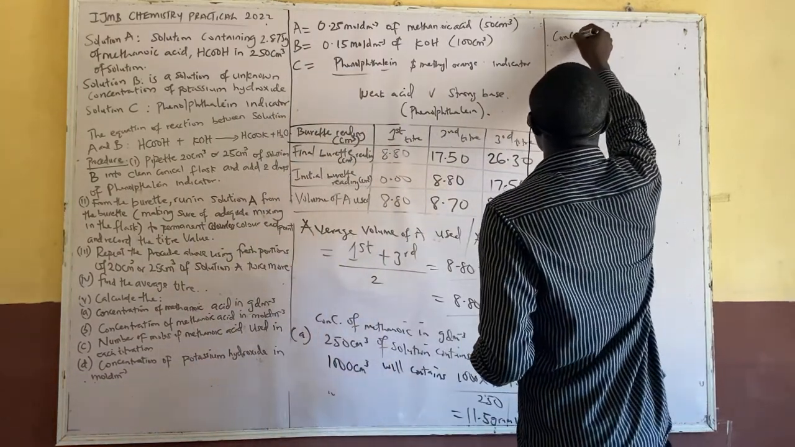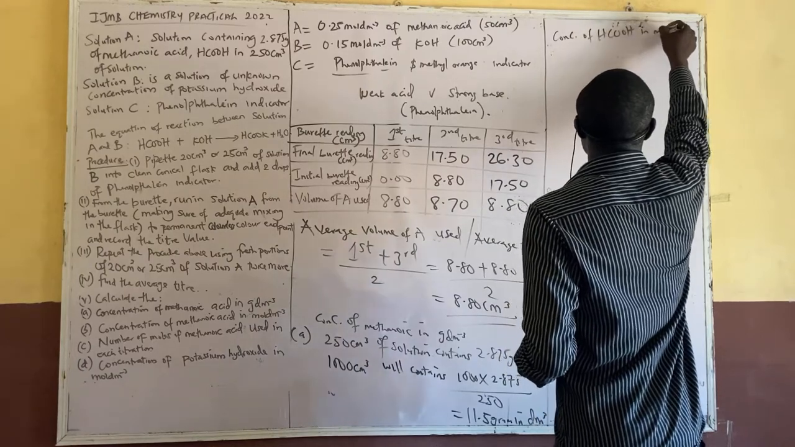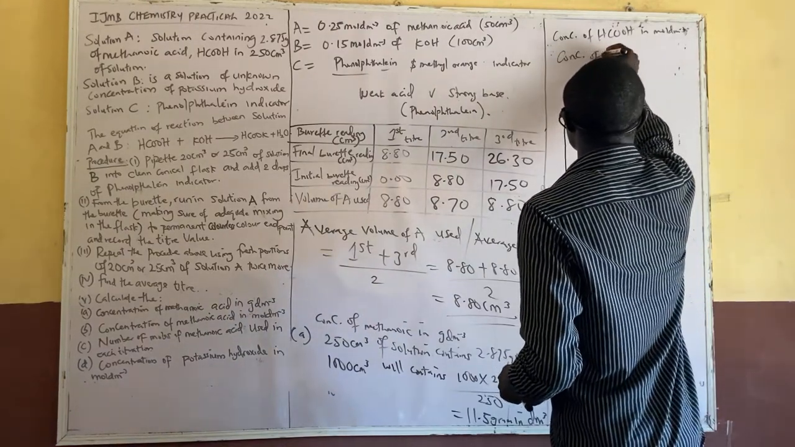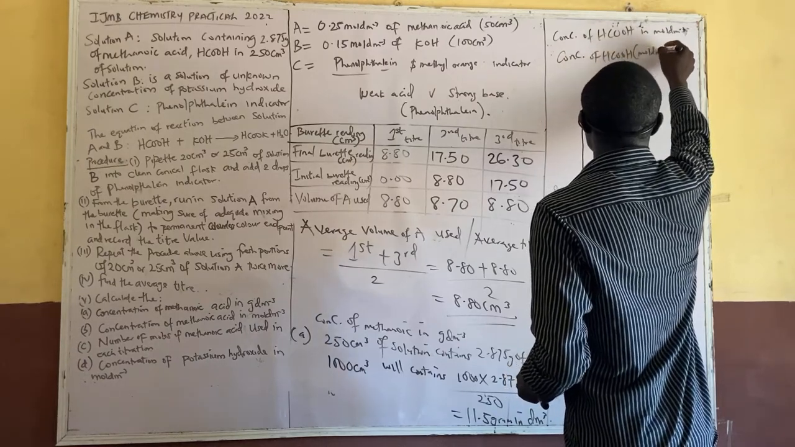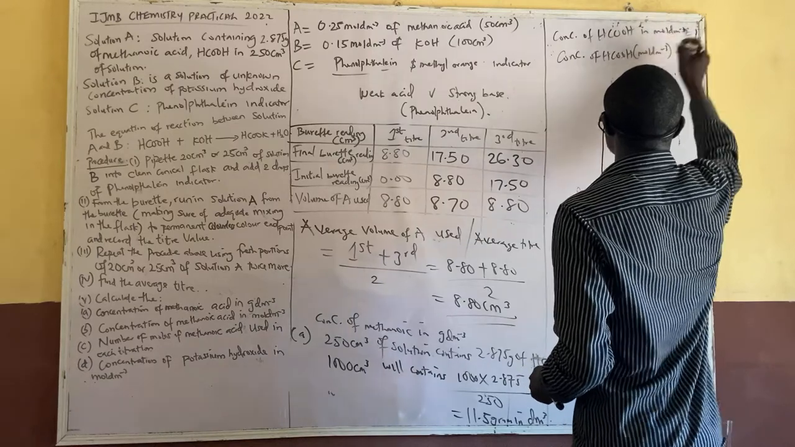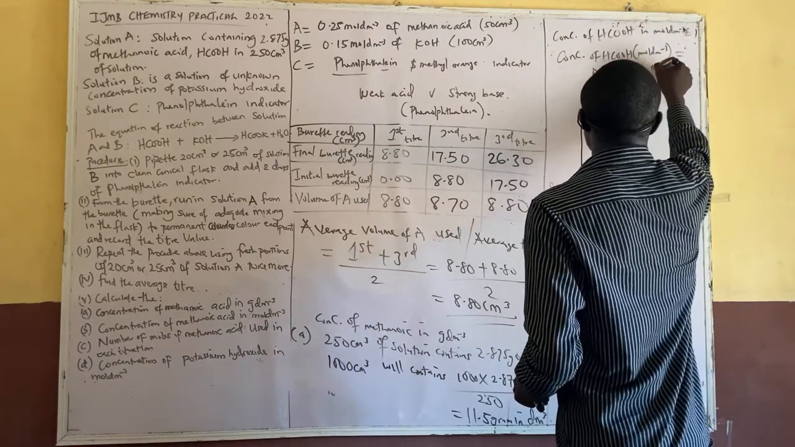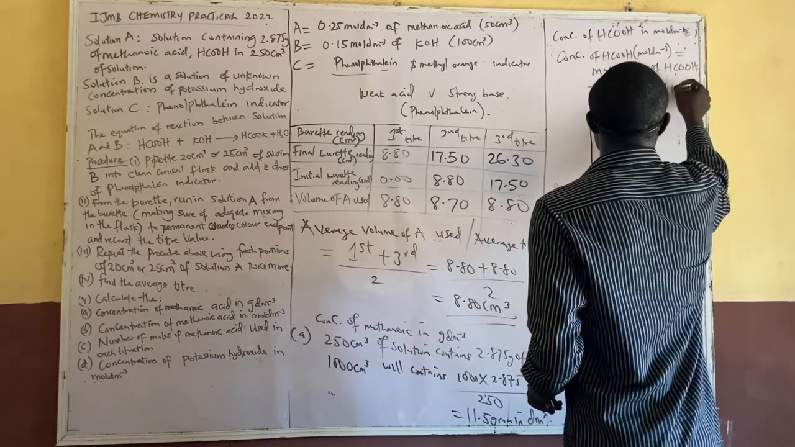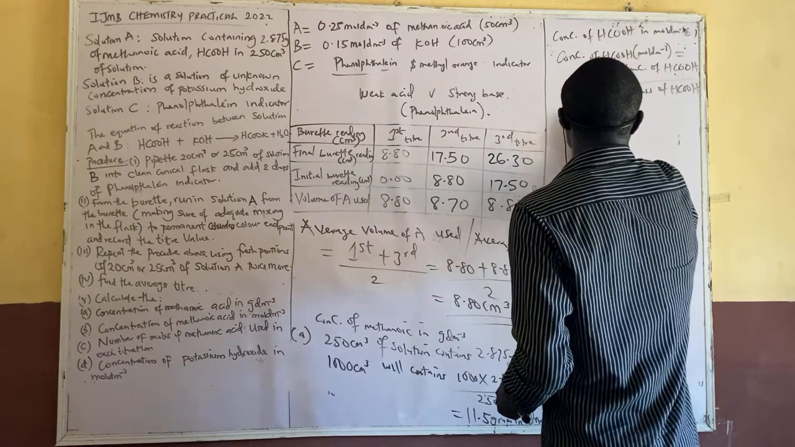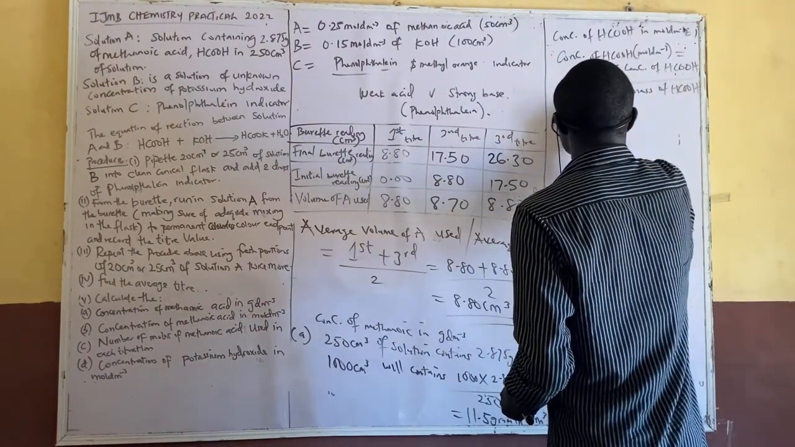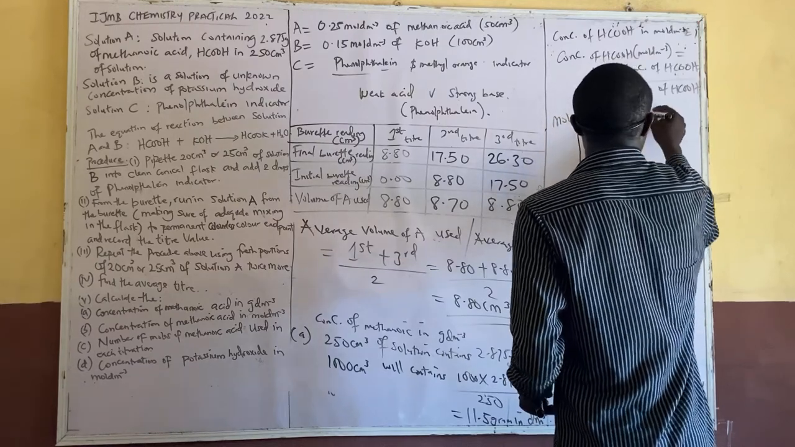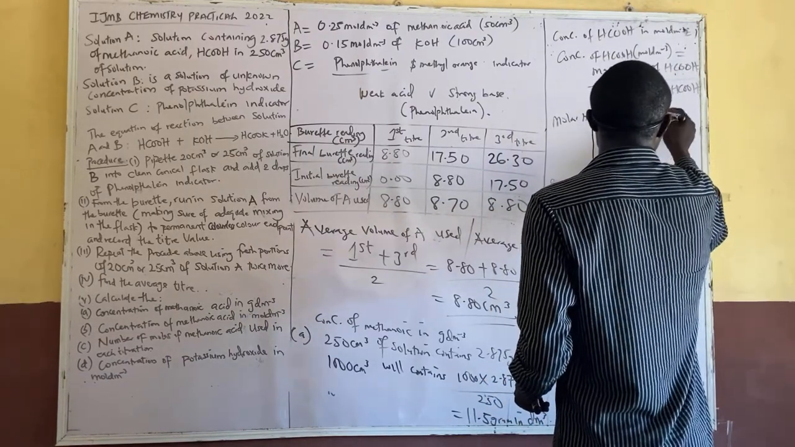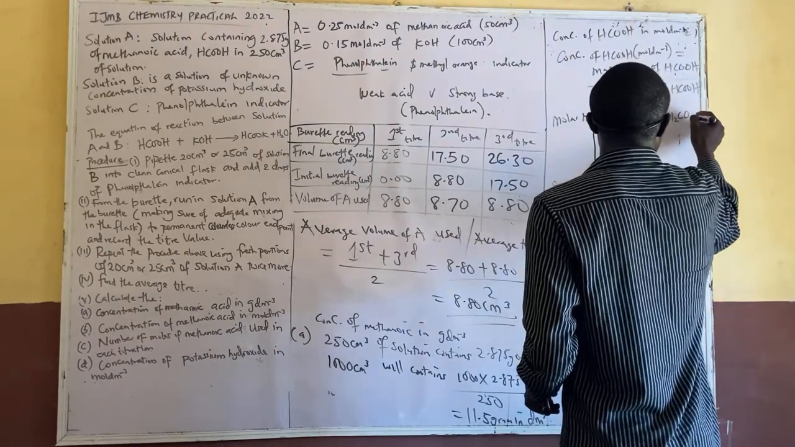Concentration of methanoic acid, HCOOH, in mole per dm cube. To calculate this one in mole per dm cube, what we are going to use is: concentration of HCOOH in mole per dm cube is equal to the mass concentration of HCOOH over the molar mass of HCOOH. So we are looking for the molar mass of HCOOH. Now, look at this. You can combine this together and write it as H2CO2.